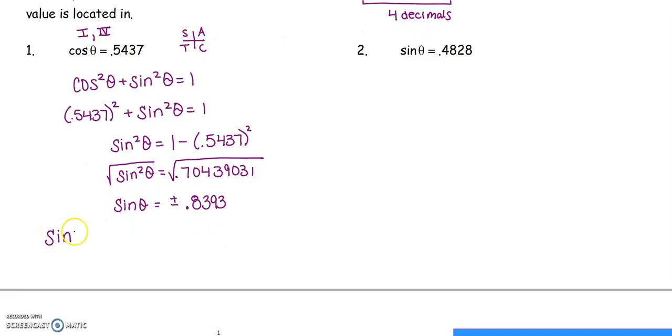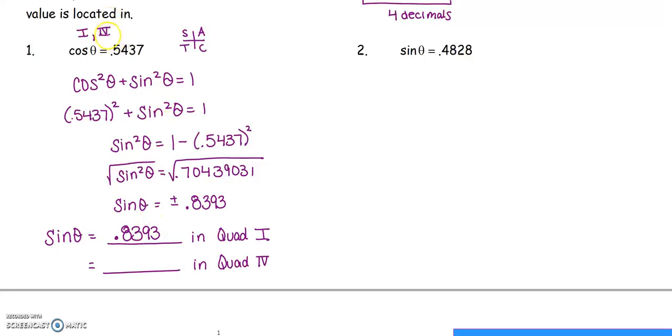So the sine of theta is going to be equal to something, and this is where our quadrants come back into play. In quadrant 1, and it's going to be equal to something in quadrant 4. Well, I've got a positive 0.8393, and if we think about it, quadrant 1, that's where all of the values are going to be positive, so that's where my positive 0.8393 is going. And in quadrant 4, only the cosine is positive, which means the sine is negative. That's where the negative 0.8393 is going.